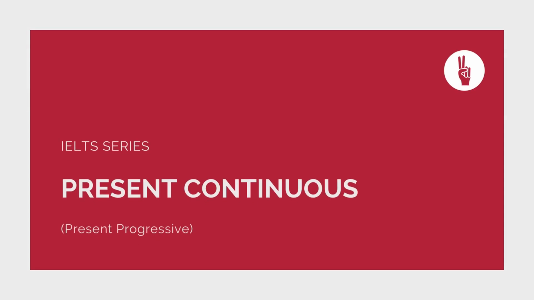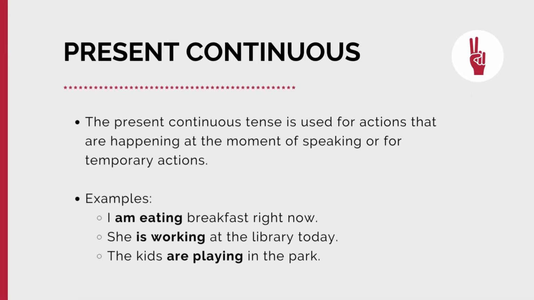Now for the present continuous, which is also known as the present progressive. The present continuous tense is used for actions that are happening at the moment of speaking, or for temporary actions. For example, I'm eating breakfast right now. She is working at the library today. The kids are playing in the park.